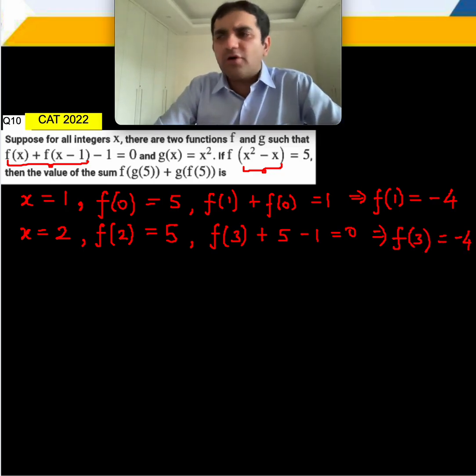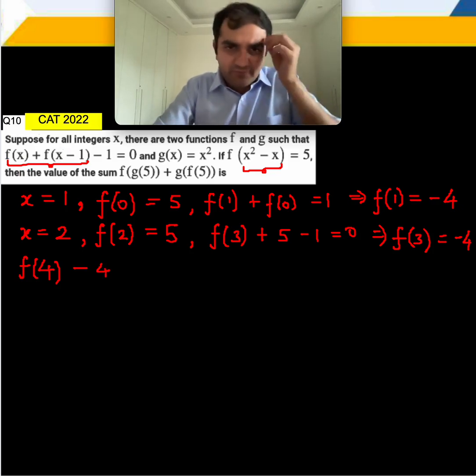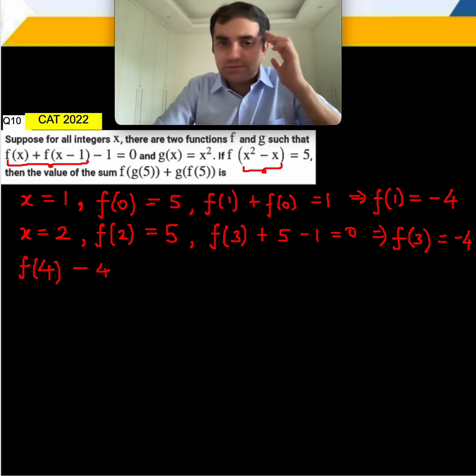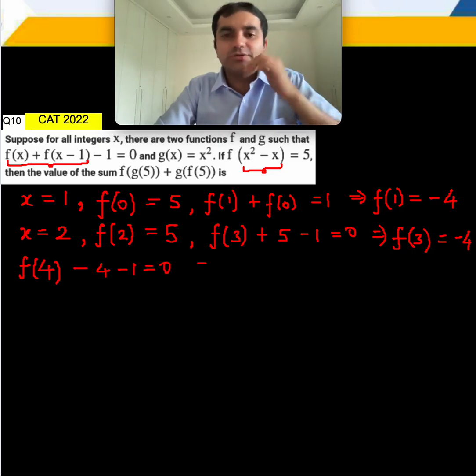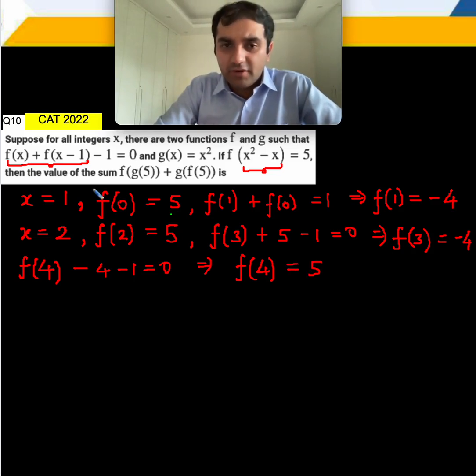ठीक है, एक और ट्राई कर लेते हैं. f of 4 ट्राई करते हैं. So let's substitute x equal to 4 over here. f of 4 plus f of 3 हो जाएगा, f of 4 plus f of 3, which is minus 1 is equal to 0. That means f of 4 is 5. At this point I have a pattern now. ये देखो, f of 0 is 5, f of 1 is minus 4, f of 2 is 5, f of 3 is minus 4, f of 4 is 5.